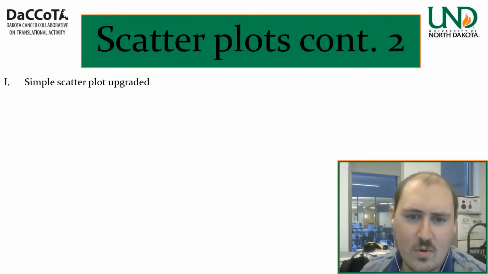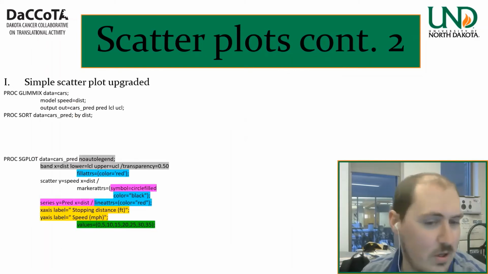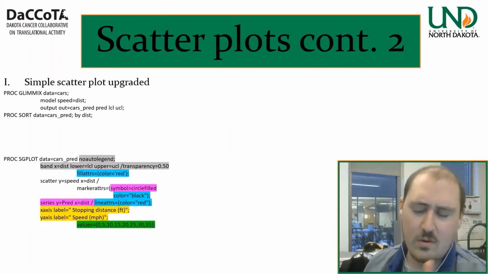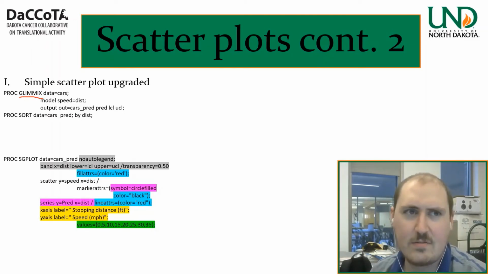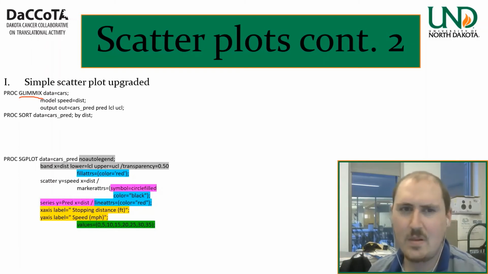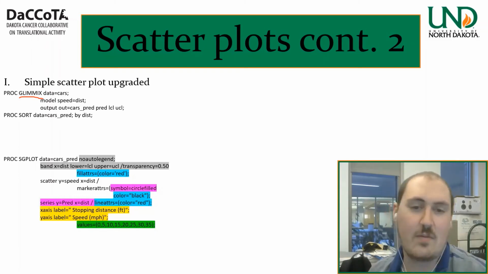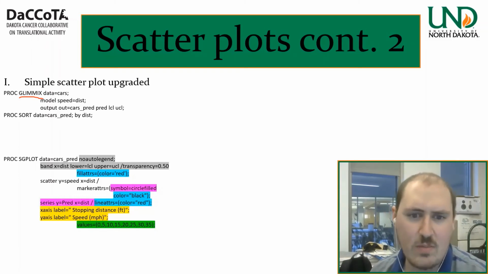We want to upgrade our simple scatter plot. We can do all sorts of things. Now, we'll jump back to our good old friend Glimix if we want a nice set of estimates, like a line of best fit and confidence intervals. We can again do model speed as a function of distance. So again, Y equals X.